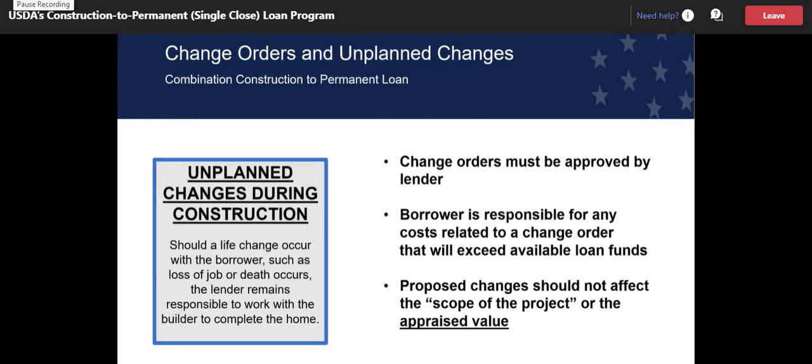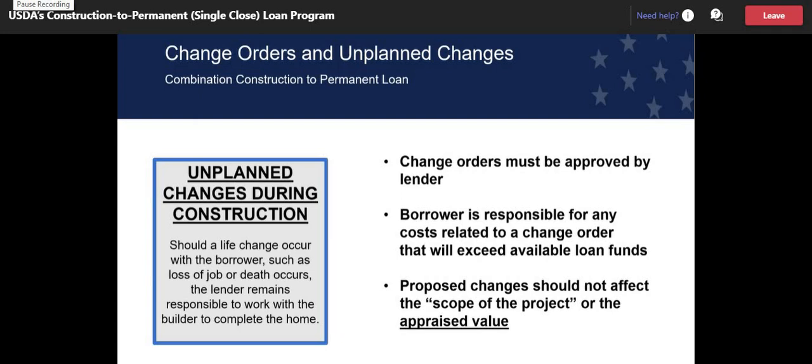In other words, we've had them in the past where they were changing the type of siding used on the house from brick to vinyl, and changed the roof type from a hip roof to a gable roof, and maybe even the pitch of the roof, making it a lower pitch. Things like that change the scope of the project and could very well change that appraised value. So got to be really mindful about that.